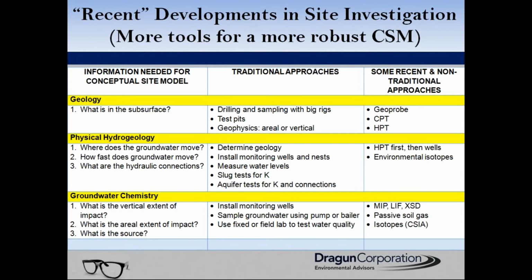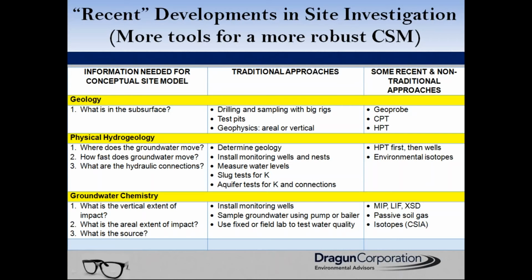So this matrix that we have here in front of us now on this slide is really what's going to guide us through the rest of the webinar today. Starting from the left-hand side, the information needed for the conceptual site model: basically we need information about the geology, what's under the ground; the conditions with the hydrogeology, where does the groundwater move, how fast does it move, how many aquifers are present, what aquifers are impacted; and the groundwater chemistry, where are the chemicals, what's the magnitude and extent of the impacts from past releases.